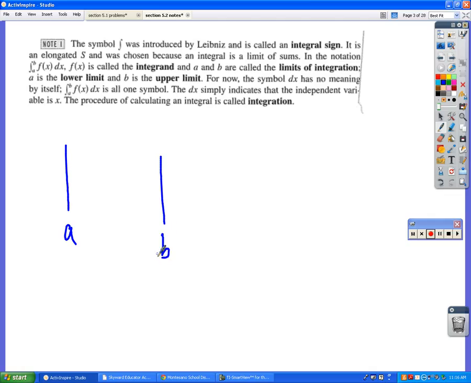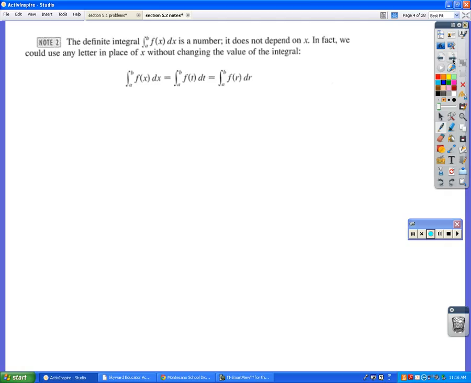And then again, muy importante, the symbol dx has no meaning by itself. You've seen that in derivatives, and so you want to attach a meaning to it. But this whole thing right here is all one math operation, so you can think of it as being the same as a plus sign or a times sign or something. It's just more complex than that. And when we calculate an integral, we are doing integration. Okay?